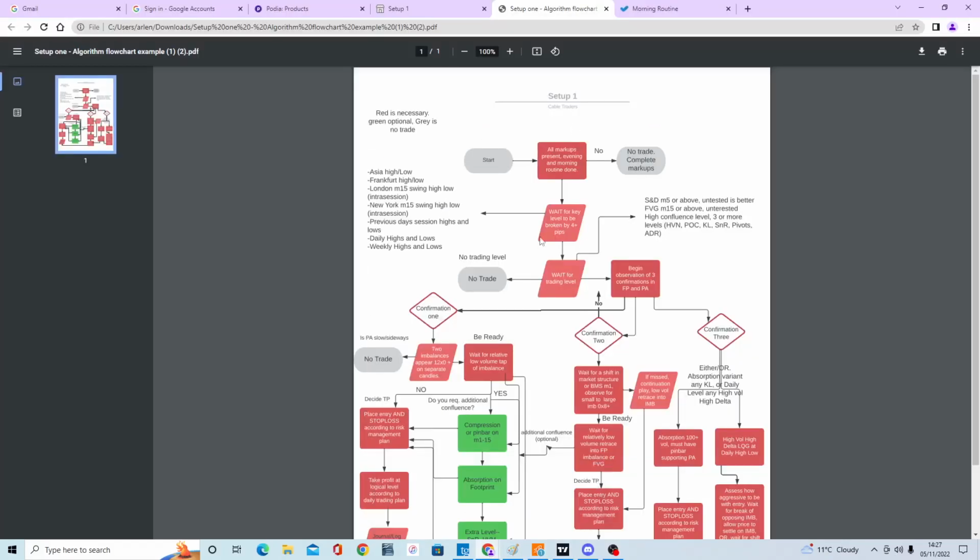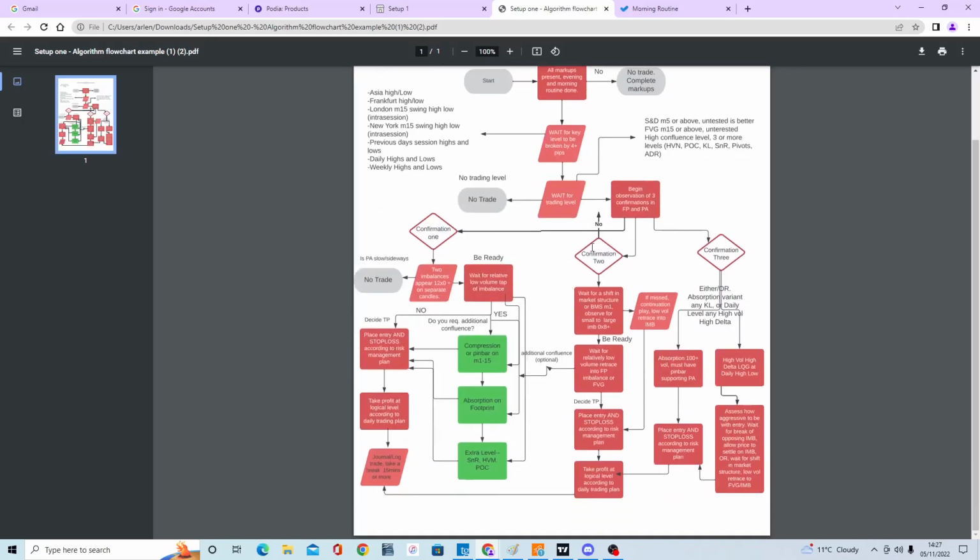If we go here, we wait for the key level to be broken, Asia high, wait for the trading level, begin observation of confirmations in the footprint. Confirmation 2, wait for a shift in market structure or break of market structure in M1, which we did. We broke the imbalance. Observe a large imbalance, which we did. We had 0.40. I'm saying be ready, wait for a relatively low volume retrace into footprint and imbalance or FVG.